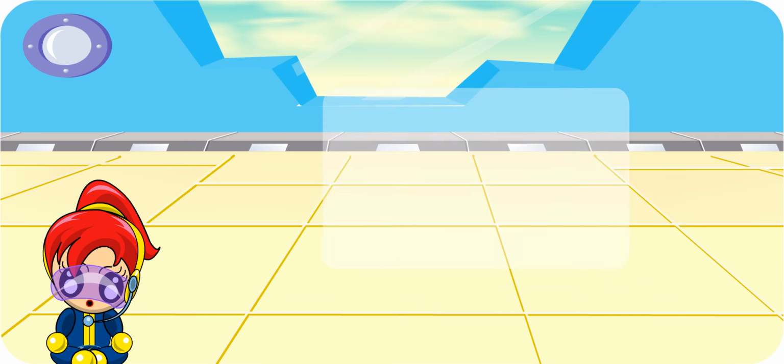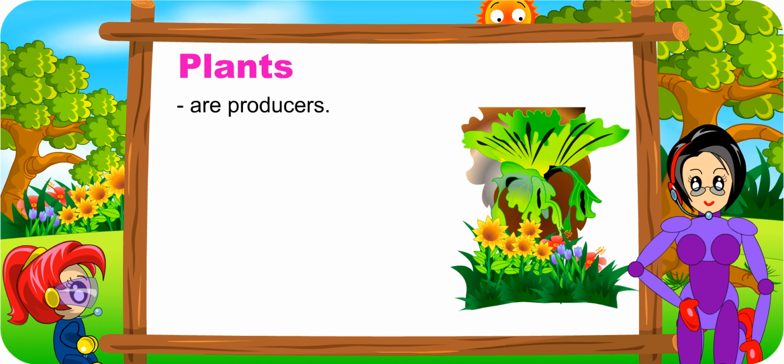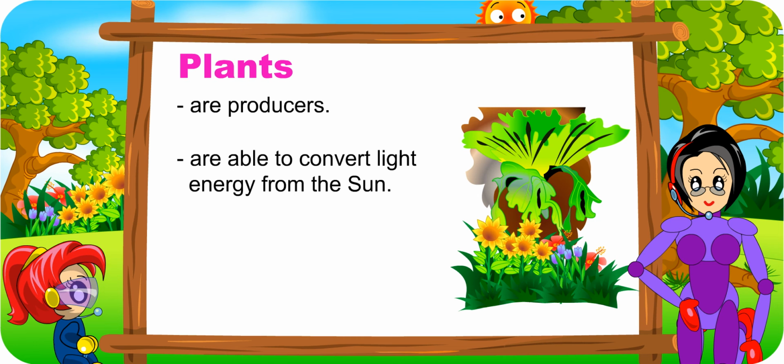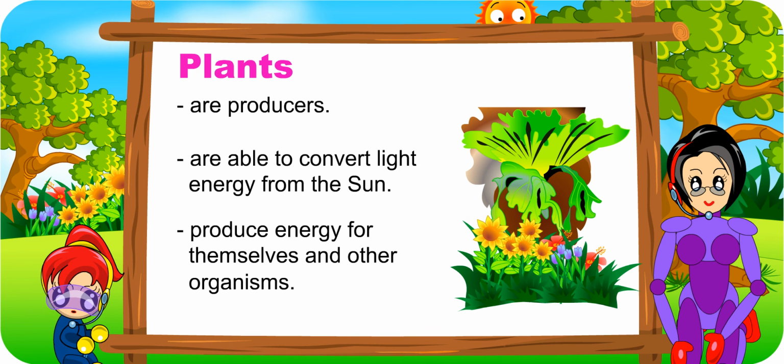Not bad, Turbo Girl. Let's try another activity. To conclude, plants are producers. They have the ability to convert light energy from the sun into chemical potential energy which is useful for other organisms. Hence, one organism will eat another for energy.